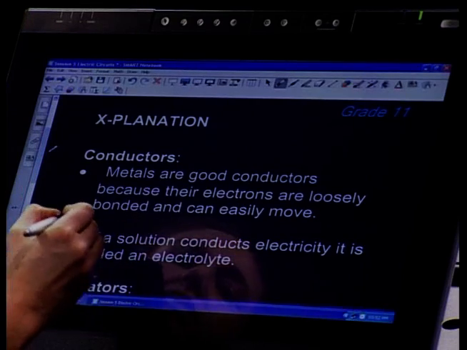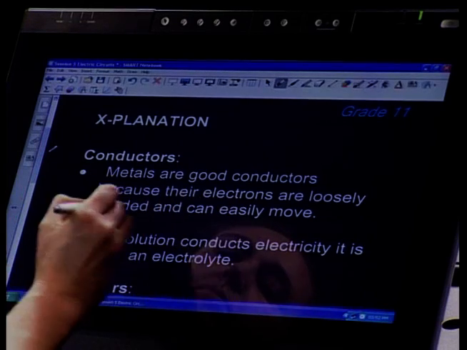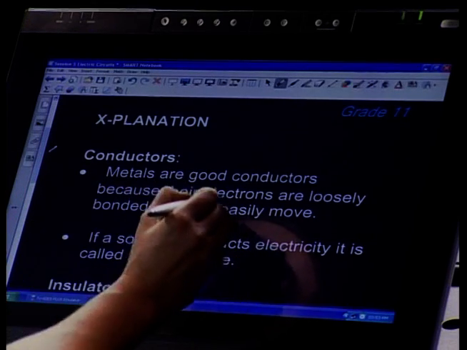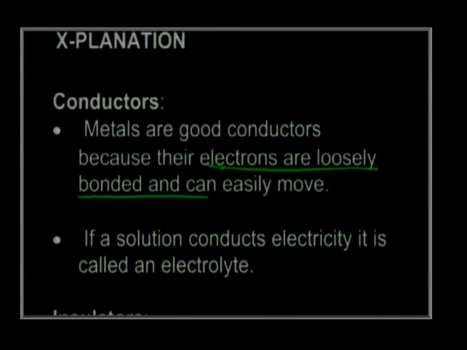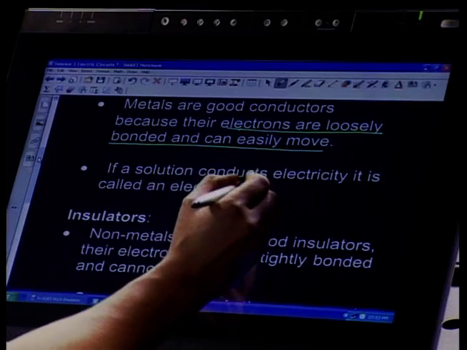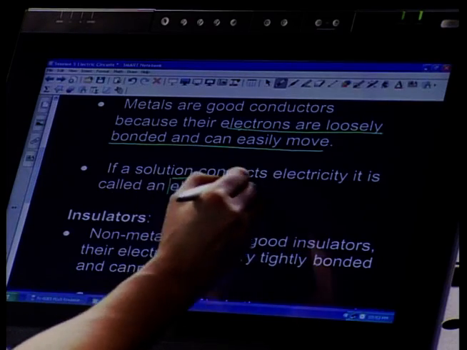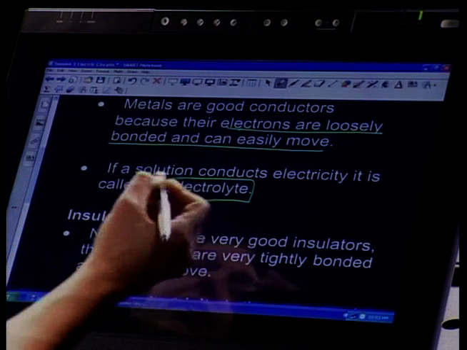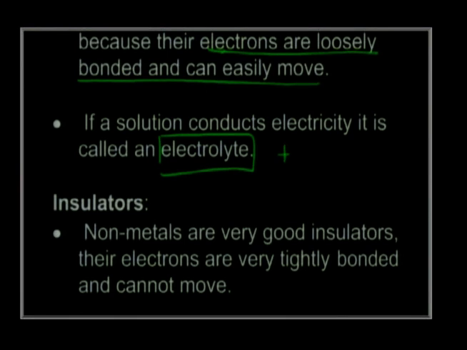So that is the prime reason why they make up good conductors, because the electrons are loosely bonded and can easily move around. The second type of conductor that we have is a solution. Now, a solution is called an electrolyte. And inside the solution, we need to have positive ions as well as negative ions. Now, these positive and negative ions are found in an aqueous solution.